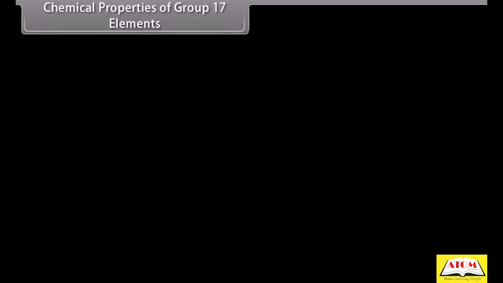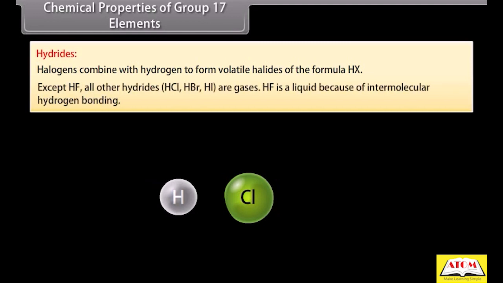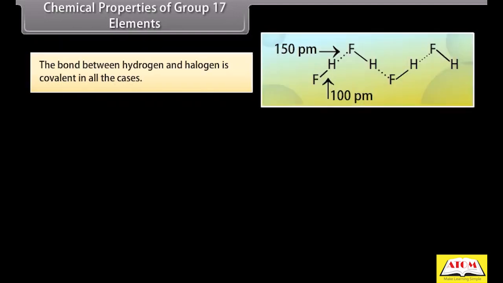Chemical properties of group 17 elements. Some important trends in the chemical reactivity of the compounds of these elements are following. Hydrides. Halogens combine with hydrogen to form volatile halides of the formula HX. Except HF, all other hydrides HCl, HBr, HI are gases. HF is a liquid because of intermolecular hydrogen bonding. The bond between hydrogen and halogen is covalent in all the cases.